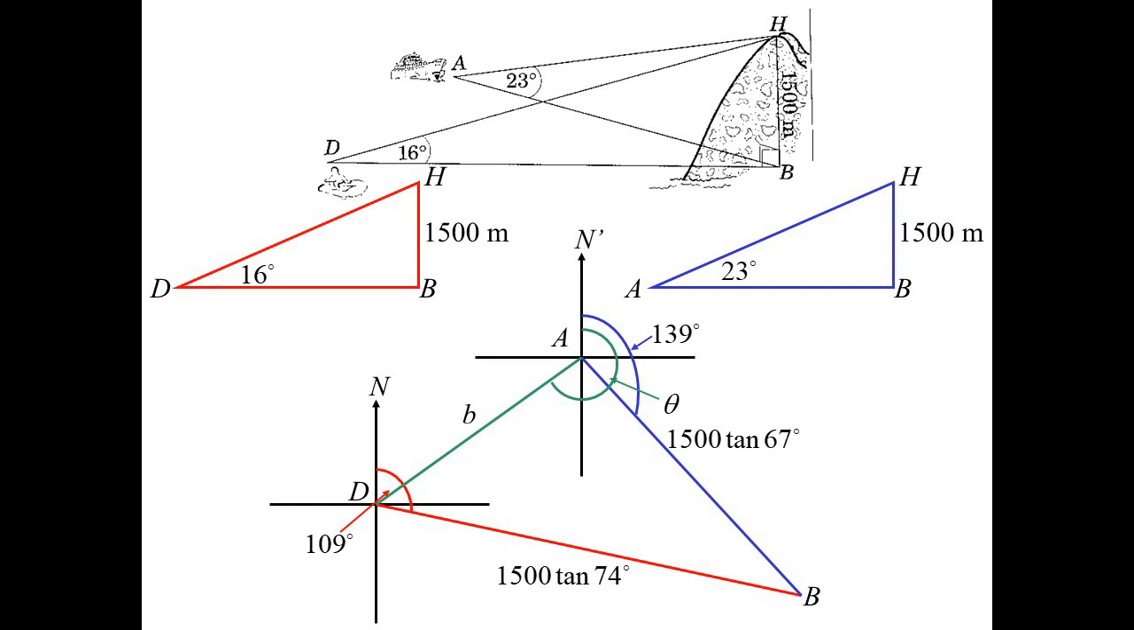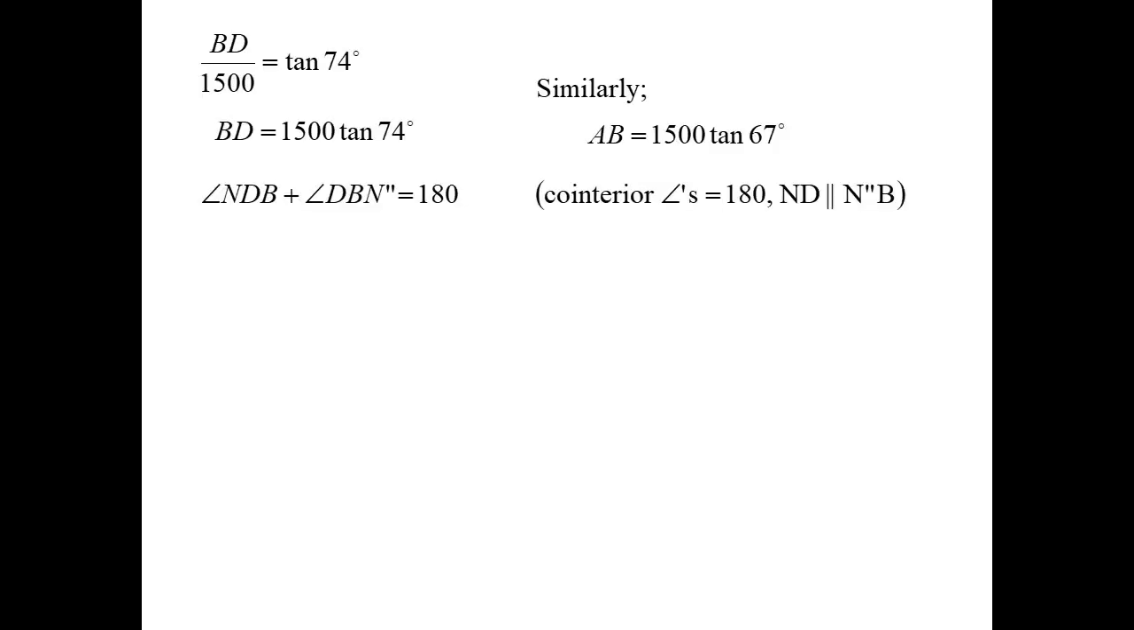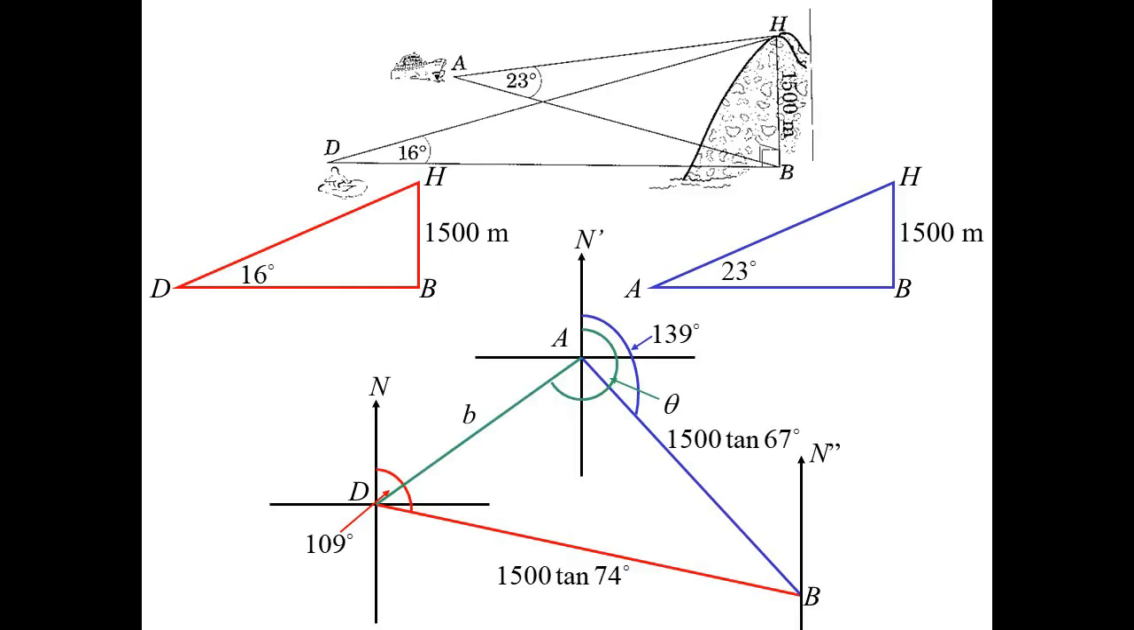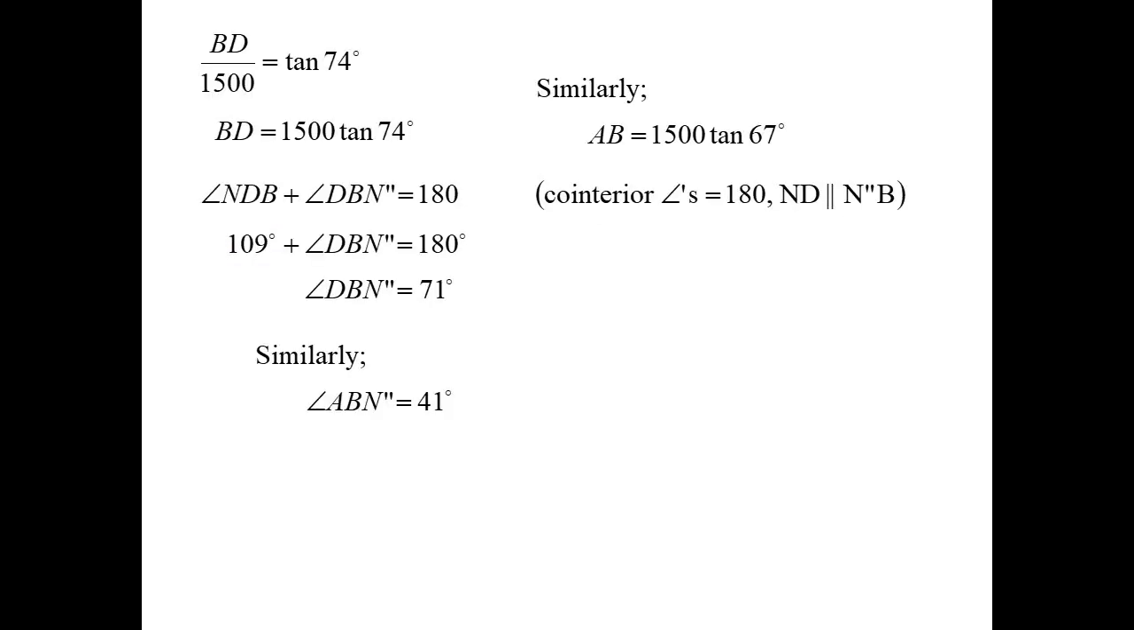I want to find B. It'd be nice if I had an angle in there, and then I might be able to use a sine rule or a cosine rule. So what can we work out? Angle NDB plus DBN, so you'll notice I drew in another north line at B, because that creates a whole heap of parallel lines. I know they will add up to 180, co-interior angles. That gives me that DBN double dash, I called it, is 71 degrees. And similarly, I could work out ABN double dash, it would be 41 degrees. Now ABD will end up being those two subtracted. So ABD is 30 degrees. Let's put that on our diagram.